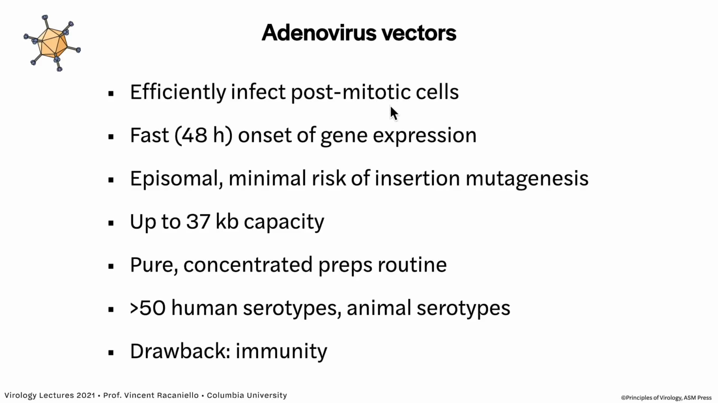Real-life stuff. Fast onset of gene expression. The virus remains episomal. Minimal risk of insertional mutagenesis. I can tell you, I get a question every day from someone who wants to know if the adenovirus vaccines are going to integrate in their genome. No, we don't see that. Big capacity. You could delete most of the viral genes so you can get up to 37 kb if you need it. It's easy to make concentrated preps. A lot of human serotypes are animal serotypes, right? Chimp Ad. So you don't have to worry about immunity.